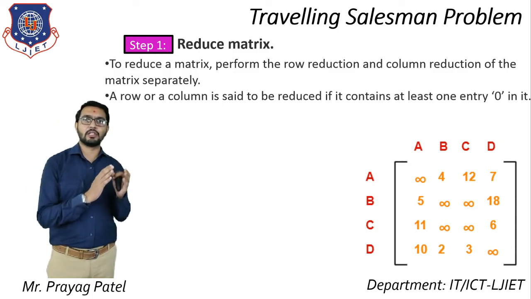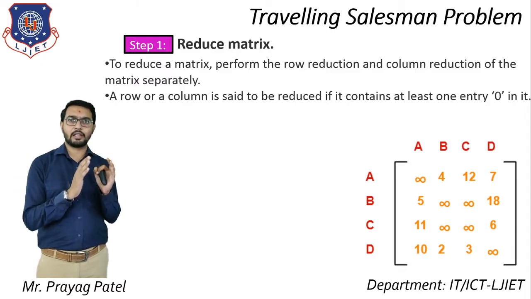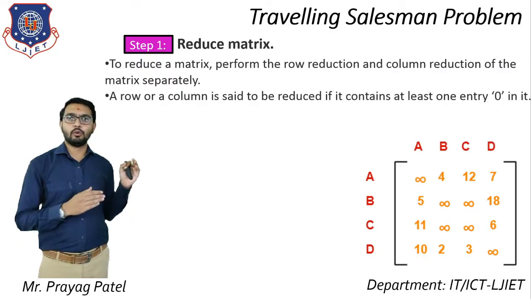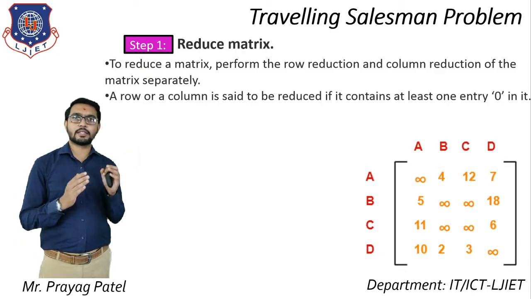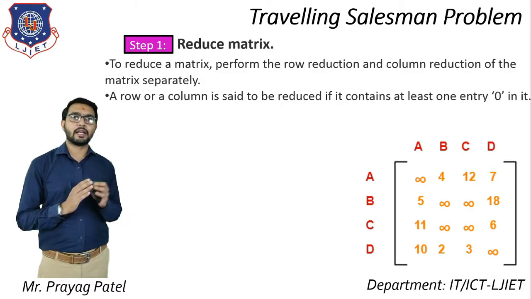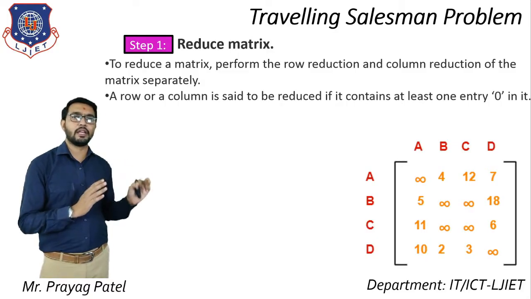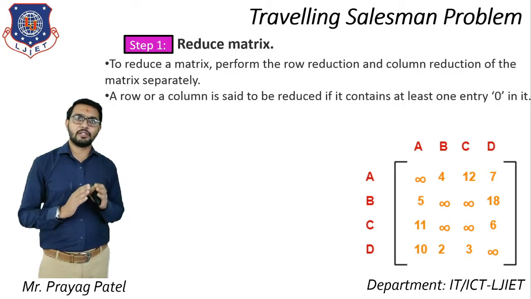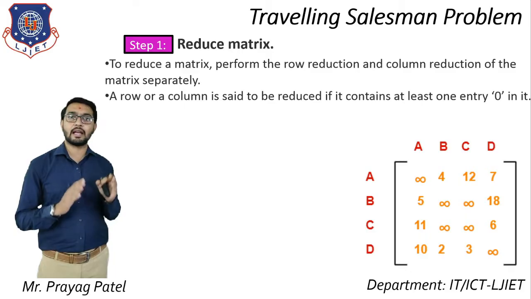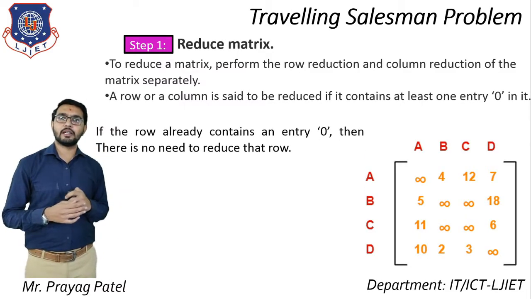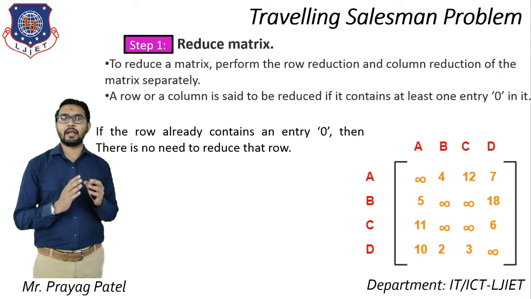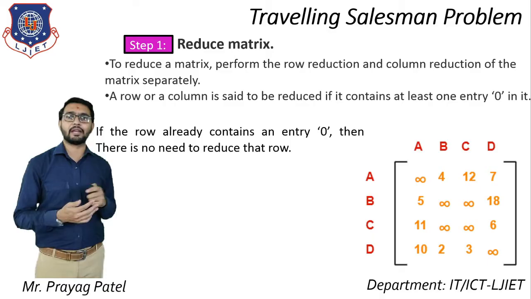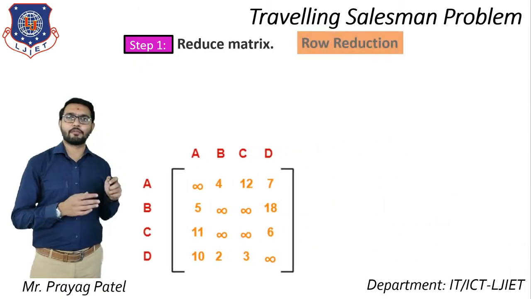Here, consider sequentially: you first reduce your matrix by row, then you reduce this matrix by column. Now a row or a column is said to be reduced if it contains at least one entry 0 in it. Means if any row or any column contains a value of 0, then it is considered a reduced row or column. So if the row already contains an entry 0, there is no need to reduce that particular row. This is your first step.